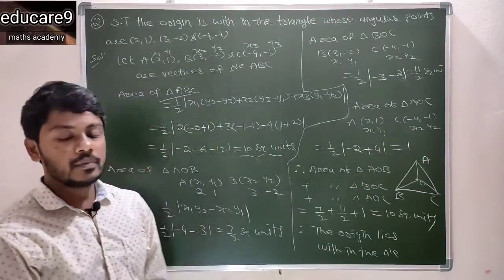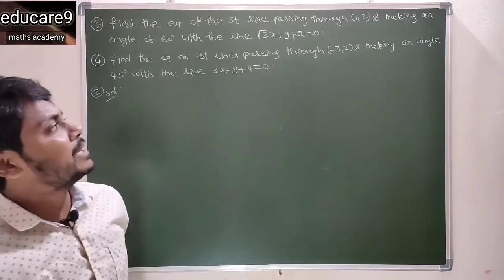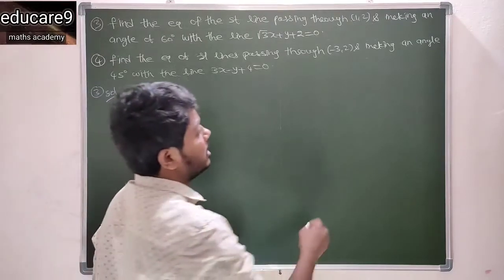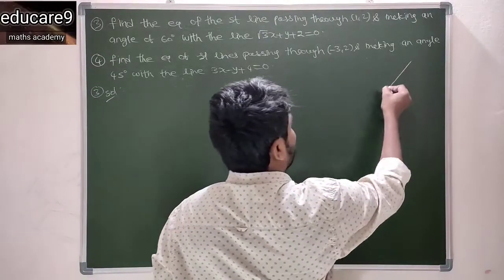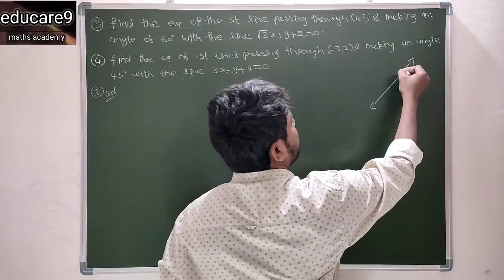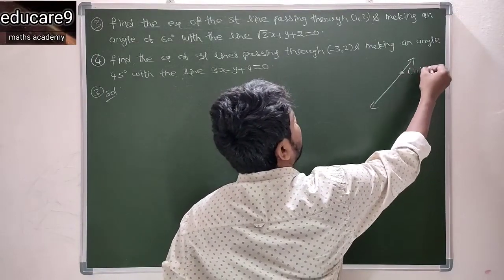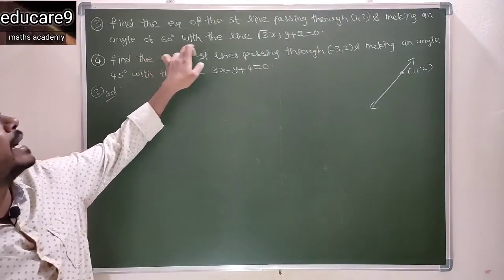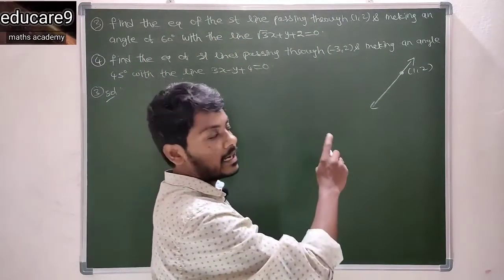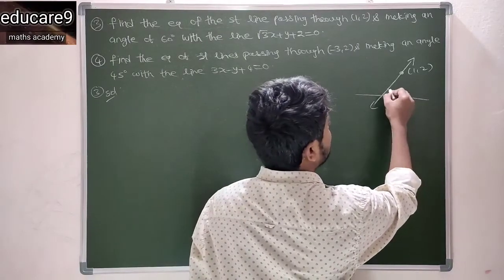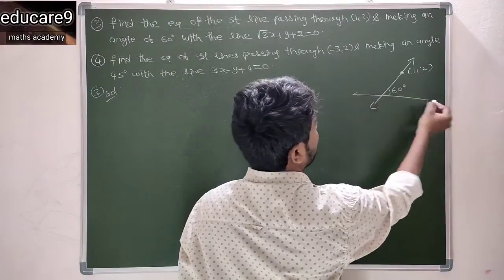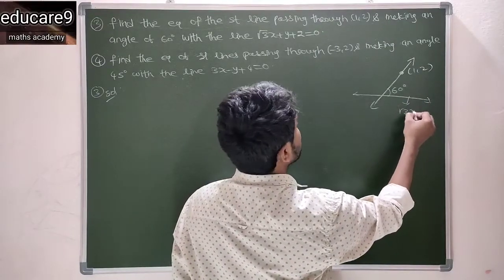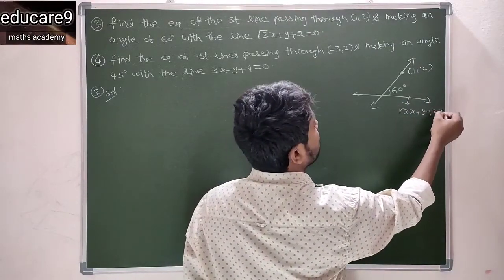Okay. So see here third one. Find the equation of the straight line passing through the point (1, 2). So see here, you need to find the equation of the straight line. The straight line passing through the point (1, 2), and making an angle of 60 degrees with the line. So this straight line making an angle 60 degrees with the line is what? Root 3x plus y plus 2 equals 0.